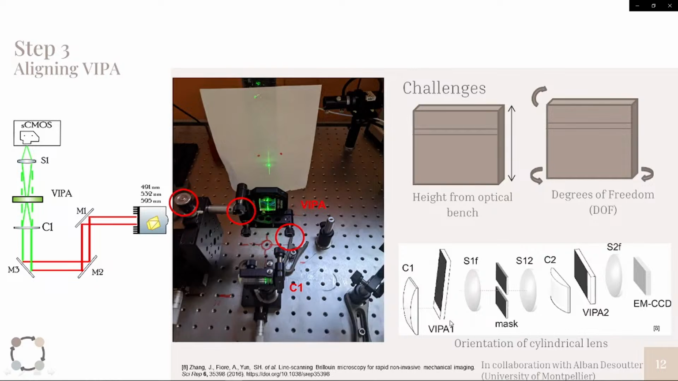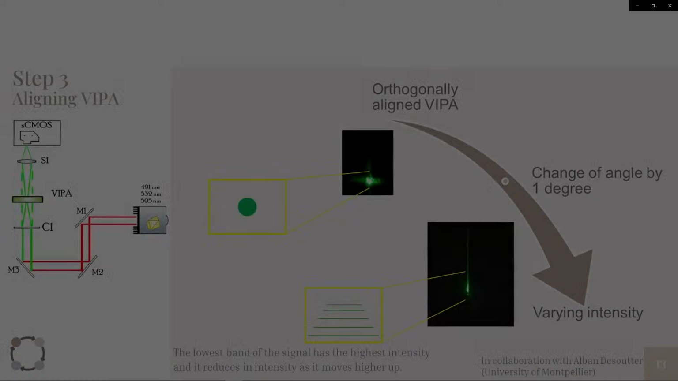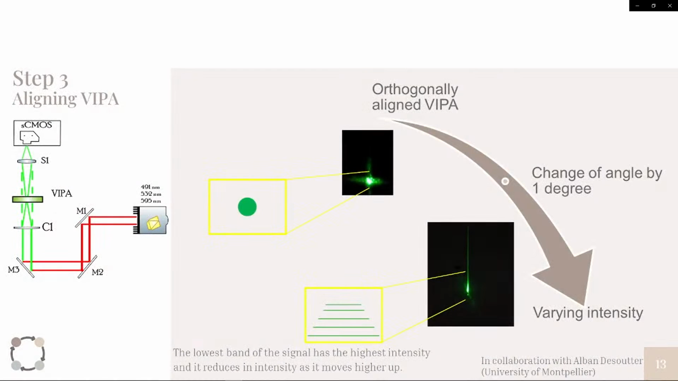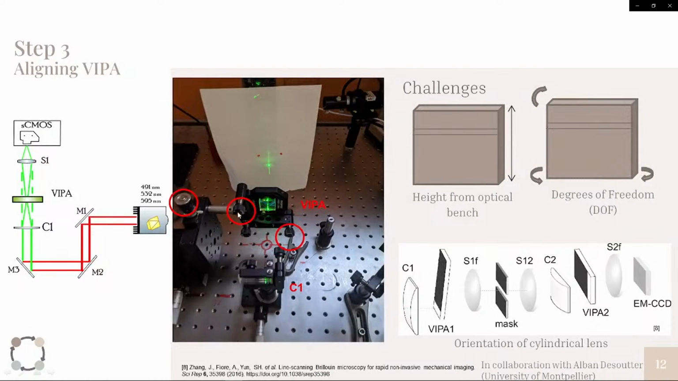So when you align the VIPA, if you have it orthogonally aligned with your cylindrical lens, what you see is a dot. So it's a perfectly aligned laser system. But what you need is an array of light. So we changed the angle by 1 degree, and we change the angle by 1 degree using these screws. We already know that 1 turn of the screw is going to be a certain value based on the system that you use, and then we calculate it to be 1 degree.